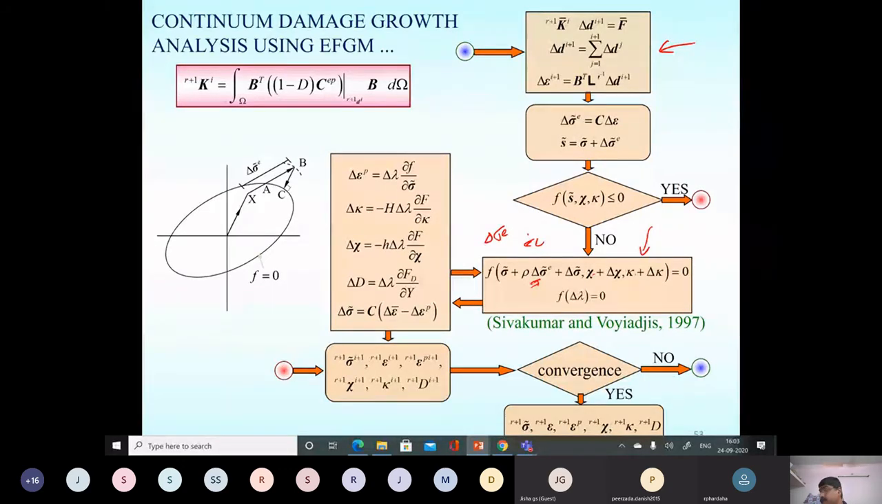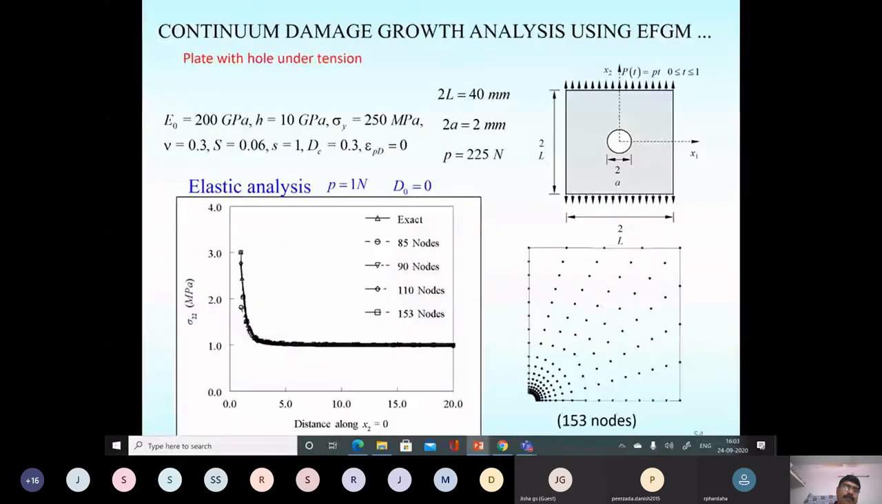So this is an example problem we solved: a plate with a hole with an initial damage. The damage starts to grow when plastic strain is accumulated, so that critical value is taken as 0. The moment plasticity starts, the damage also starts to grow. The number of nodes has been fixed by a proper convergence study, and this is the final result. You can see that there is damage flow in this direction, and you can get more details from here.